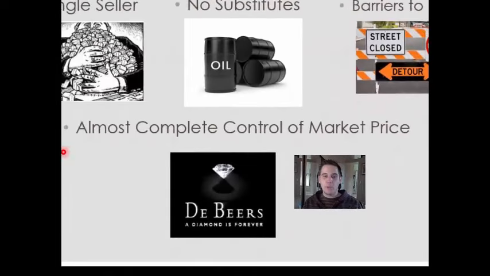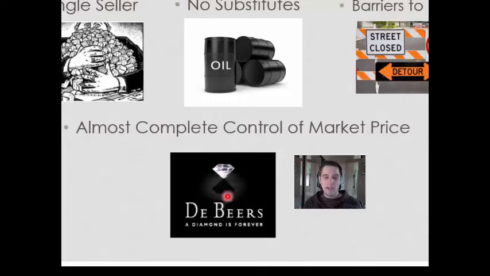And finally, almost complete control of market price. De Beers, they sell diamonds, and they've completely inflated the price of diamonds over the past few decades. Diamonds are not the most precious, hard to find, rare gem there is out there. There are much more valuable or hard to find gems out there besides diamonds, but it's easier to get those because one company doesn't control almost the entire supply.